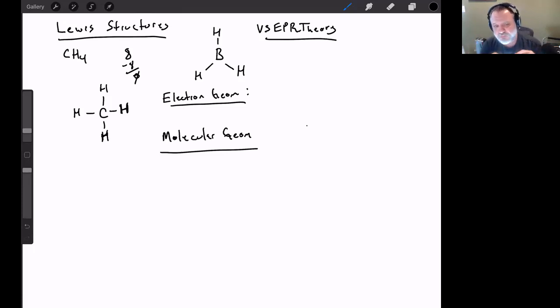So when I think about the electron geometry for CH4, I think about counting the number of electron groups. And at this point, remember, an electron group is any bond or any lone pair. In this case, I have 4 bonds to hydrogen and there are no lone pairs. So when there are 4 electron groups, the electron geometry is tetrahedral.